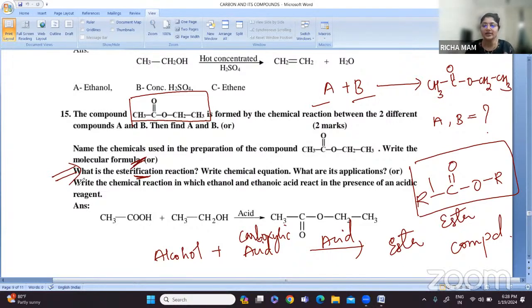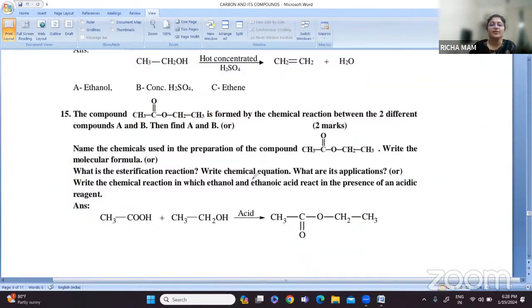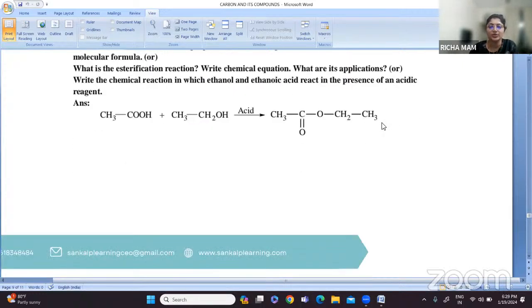So write the chemical equation and what are its applications. So these are the different ways of asking this particular question. Or the question can be asked as: write the chemical reaction in which ethanol and ethanoic acid react in the presence of an acidic reagent. So these are the four, one, two, three, four. Four different ways of asking a particular question. Okay, please note it down.